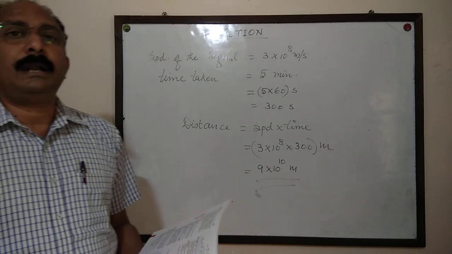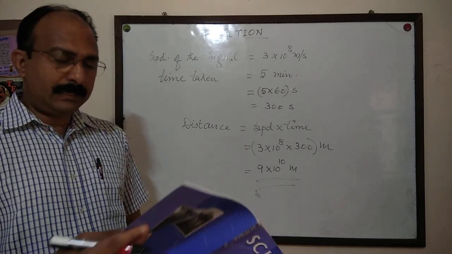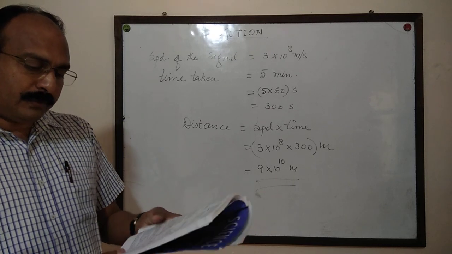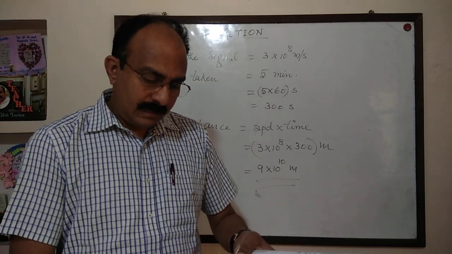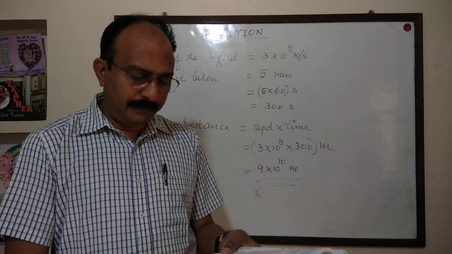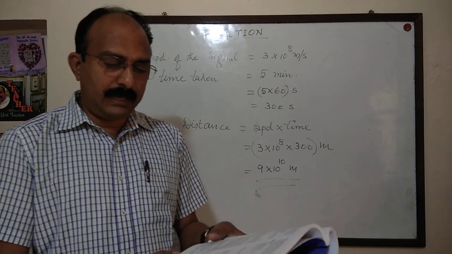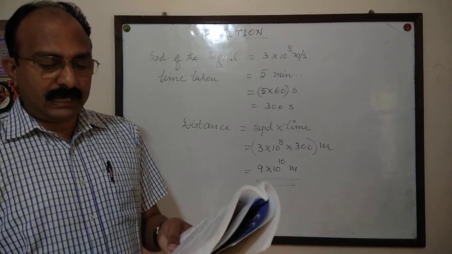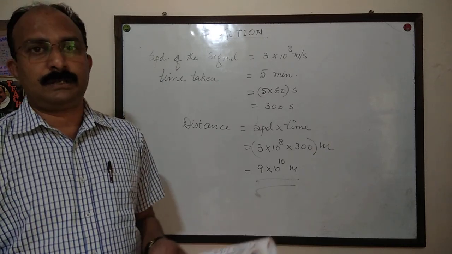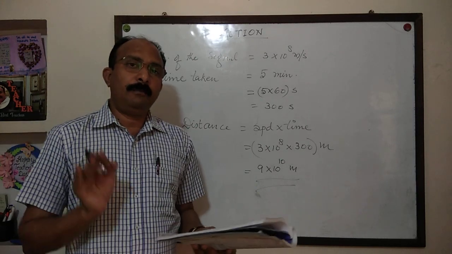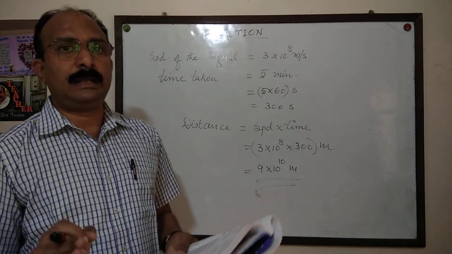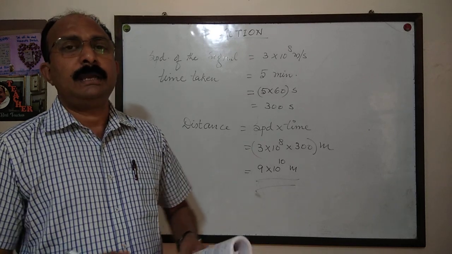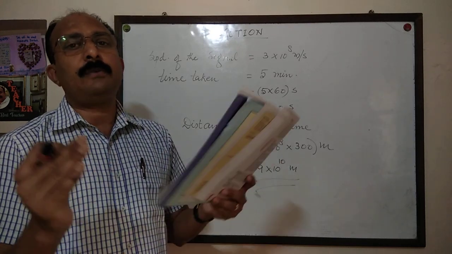Now page number 103, question number 1. When will you say a body is in uniform acceleration? Already taught. A body is said to be in uniform acceleration if its velocity increases by equal amount in equal interval of time.